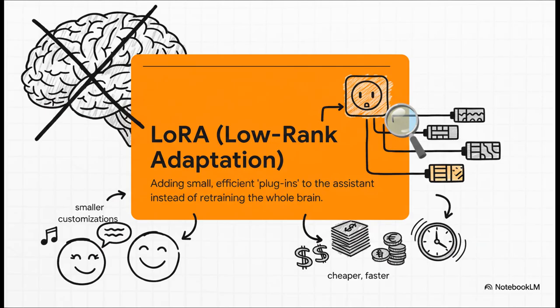Okay, next is LoRA. It stands for low-rank adaptation. But think of it this way. Instead of retraining your assistant's whole brain, you're just giving them a small, super efficient plug-in, like a little software update. You freeze the main model, the brain stays the same, and you just train this tiny new layer on top. It's way cheaper and faster than a full fine-tune, and it is perfect for things like teaching the model a specific writing style or a new tone of voice.